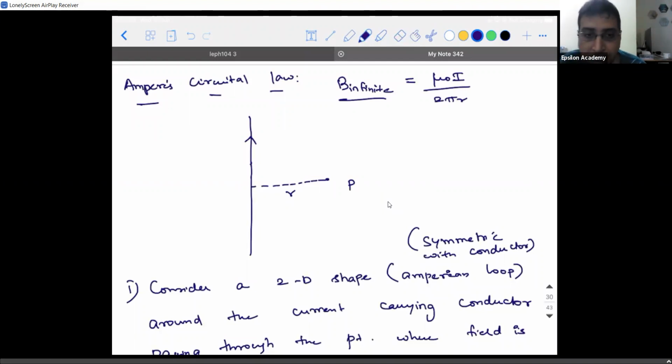So there is an infinite length conductor, and this is the point where you are interested to calculate the field. So what is a two-dimensional symmetric shape you can think with respect to the straight line that you can draw and name it as Amperian loop?